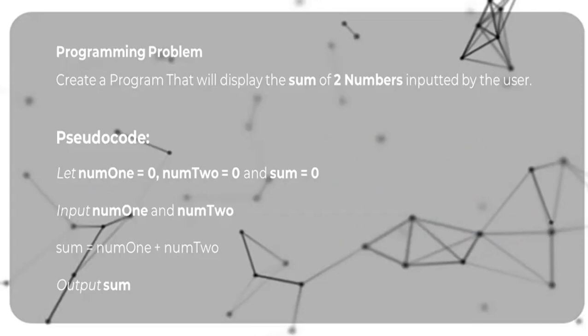So again, for instance, let's go back to this problem a while ago. Create a program that will display the sum of two numbers inputted by the user. Our pseudocode for that will be this. First, we declare variables: num1 equals 0, num2 equals 0, and sum equals 0. Then we get input from the user: input num1 and num2. Then we have our formula: sum equals num1 plus num2. And finally, we display the sum. So how are we going to convert it into a flowchart? I'm going to show you how.